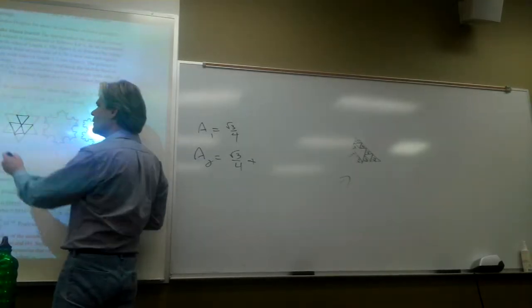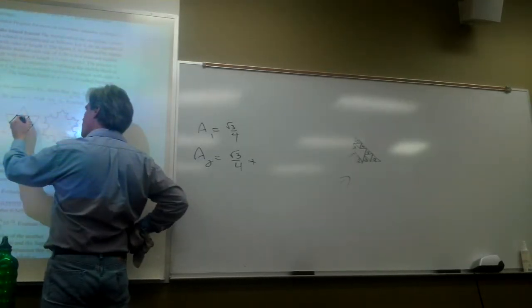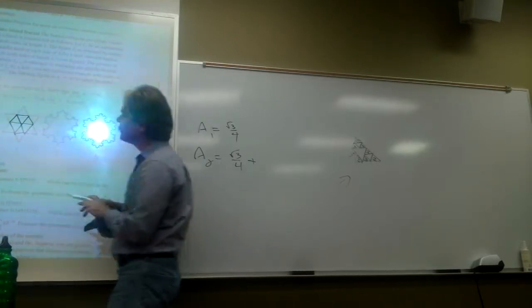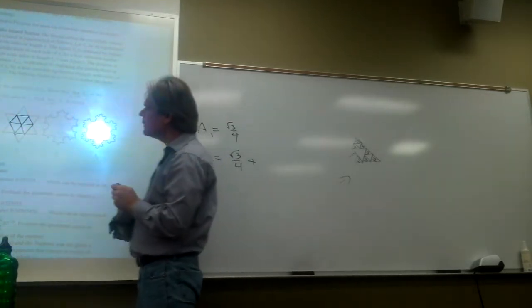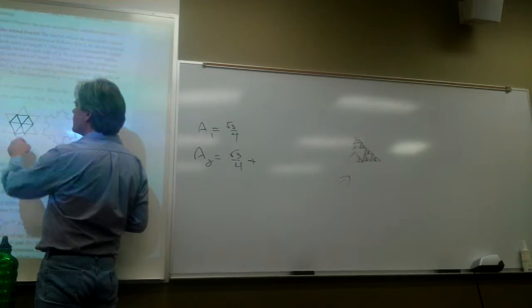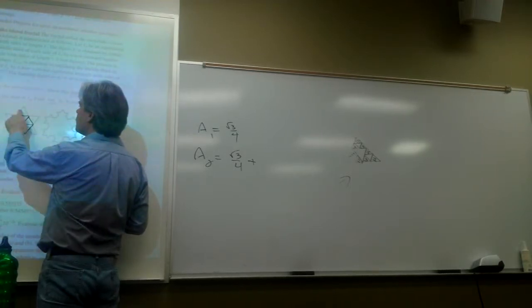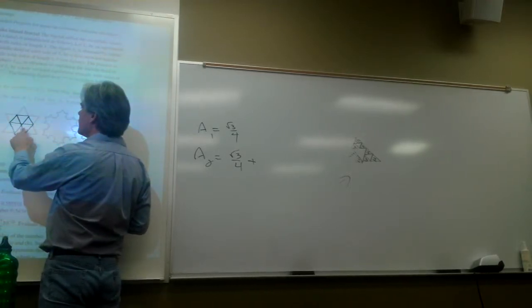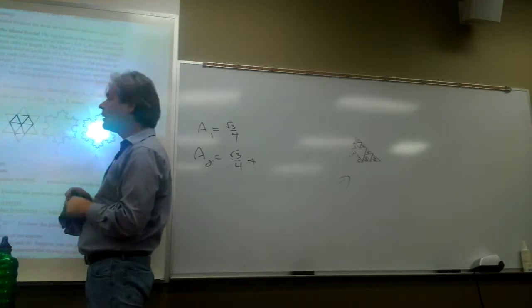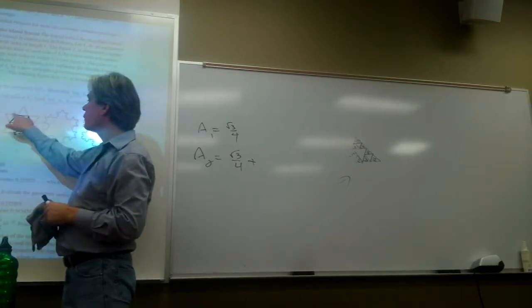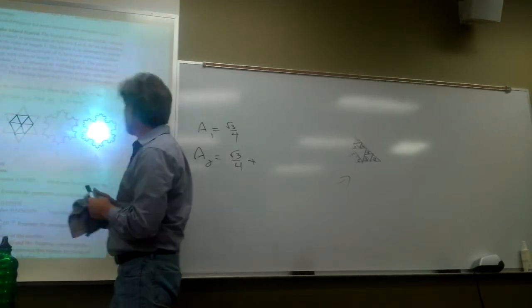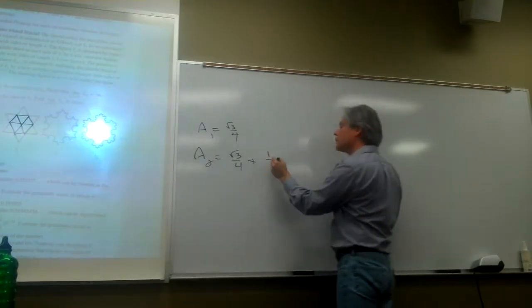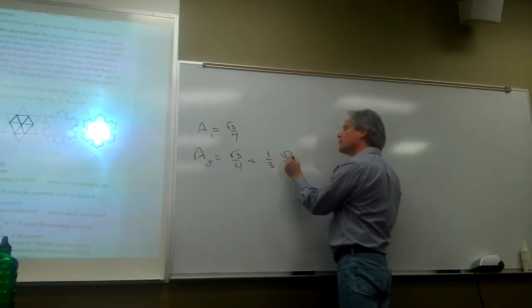Am I being too sloppy, you guys? If I'm not being too sloppy, it seems to me the area of the original was 1, 2, 3, 4, 5, 6, 7, 8, and 9 of these things. But I'm adding a third of them. So I think what I'm adding is a third of what the previous area was.